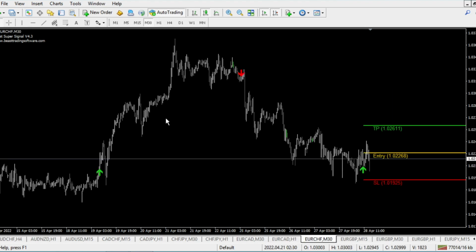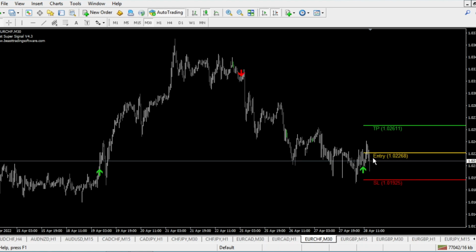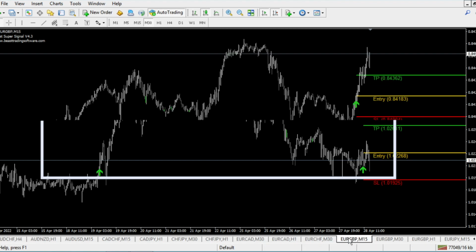Here we have the euro and the Swiss franc. Not much action on this pair over the last couple of weeks, but we did have a very good buy signal which hit profit. We had a sell which hit profit, and then we have one pair open at the moment, which is floating just under break even, and hopefully this should go up in our direction.